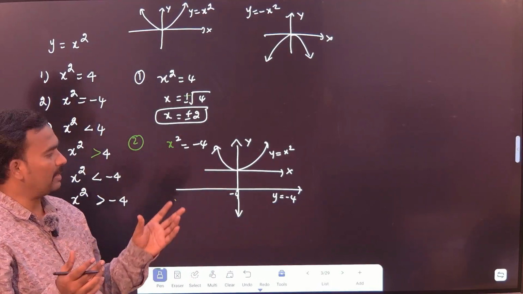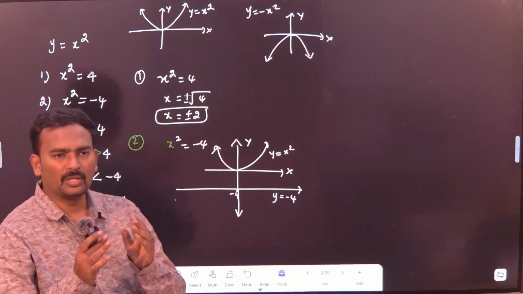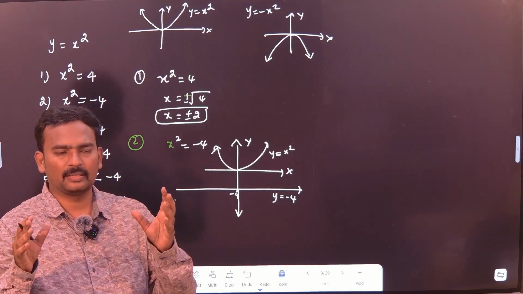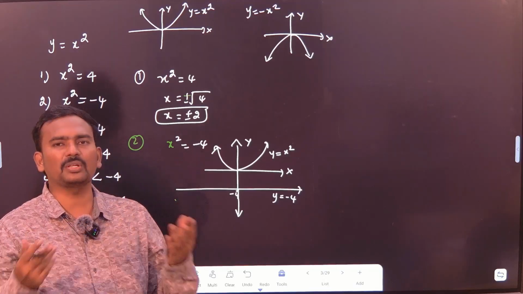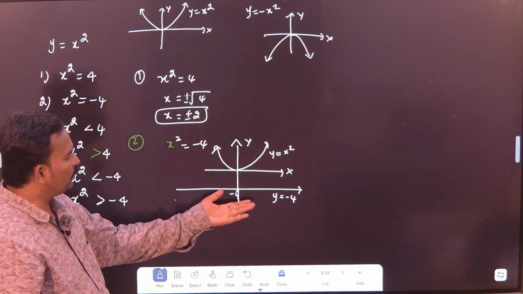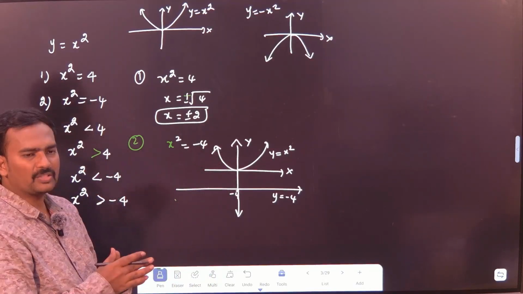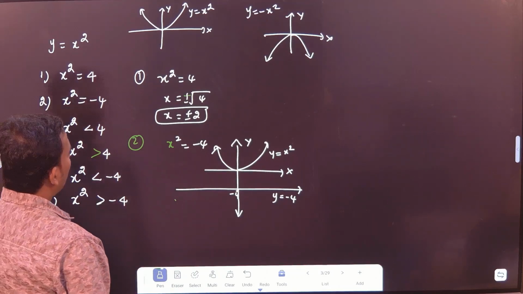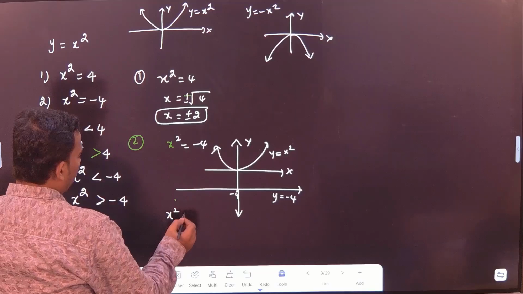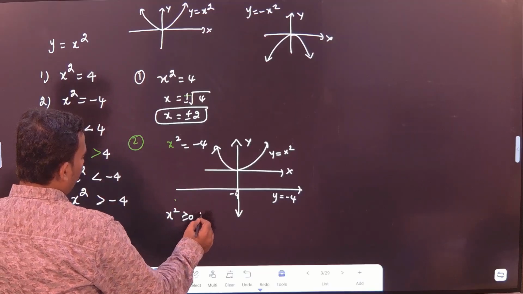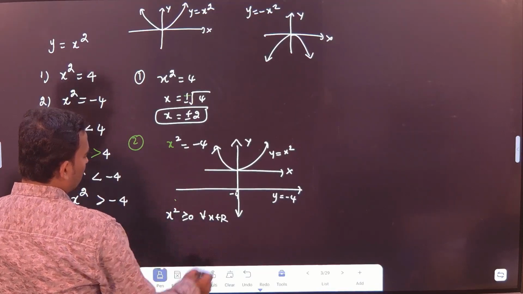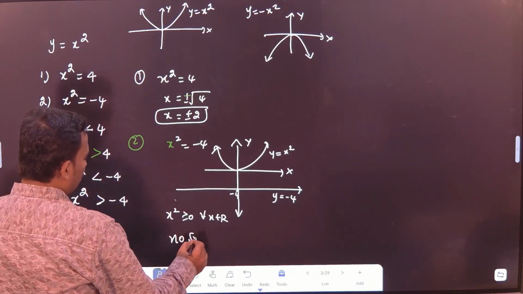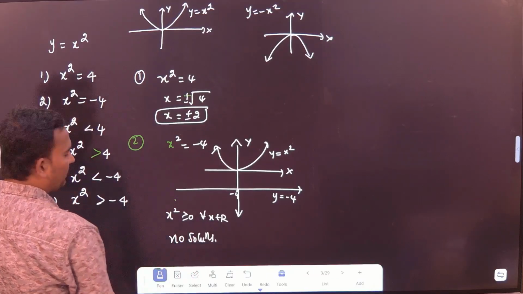When there is a graph like this, what can we do? Both graphs you can draw, and they do not coincide. There is no intersection, which means there are no solutions. So y is equal to minus 4 and y is equal to x square have no intersection, therefore no solutions. And one more thing you can say: x square is greater than or equal to 0 for all x belonging to real numbers. Therefore this cannot be negative, therefore no solutions. Okay.